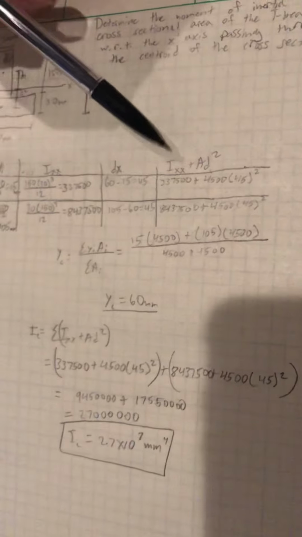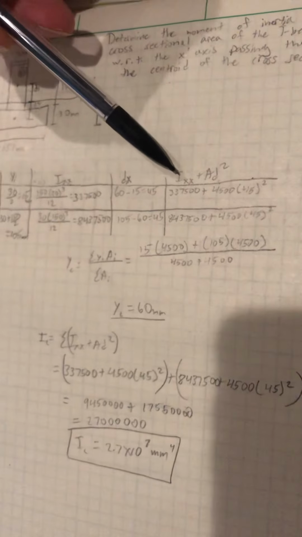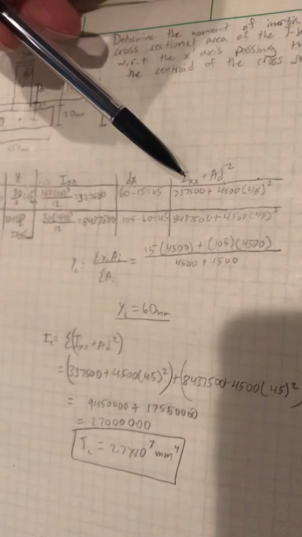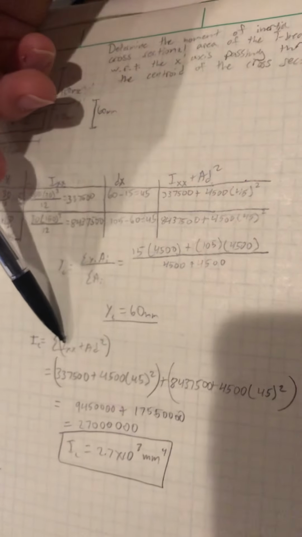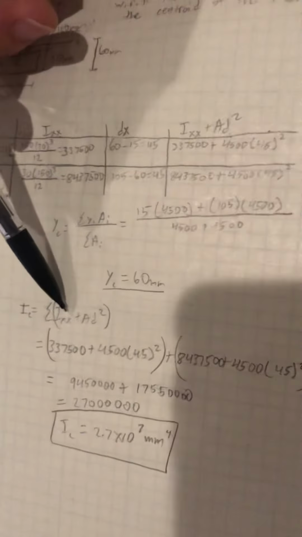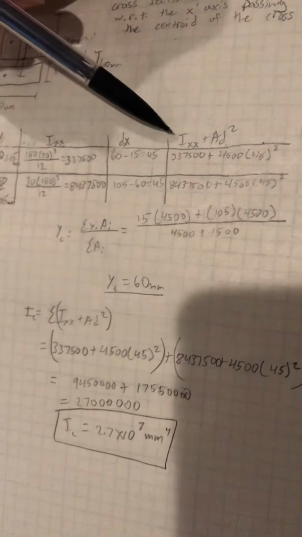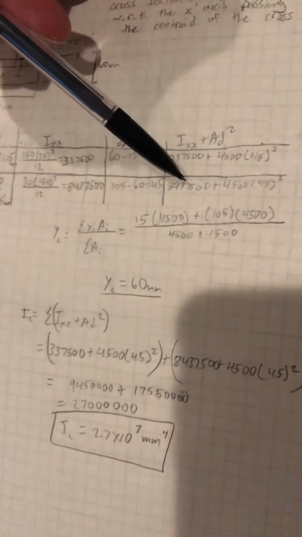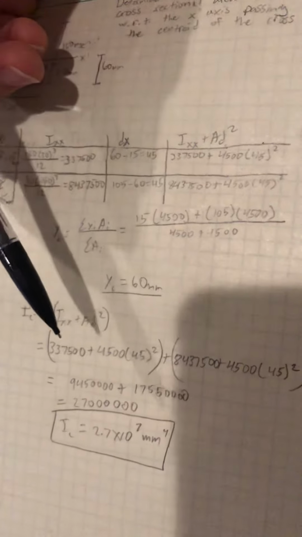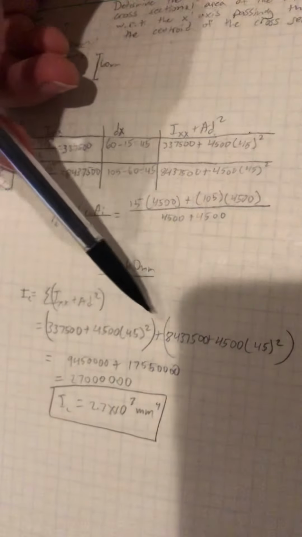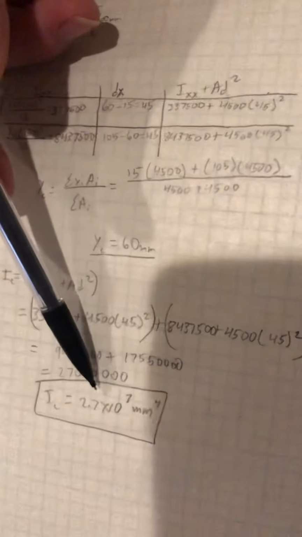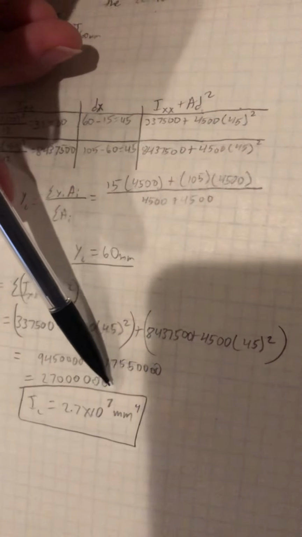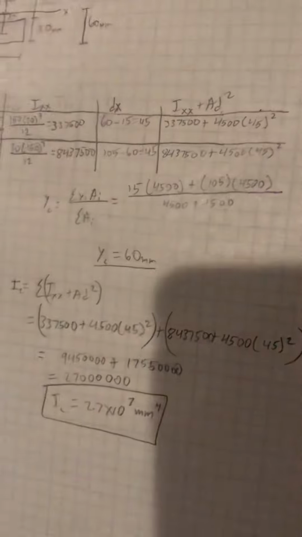Then we find our moment of inertia. And if you remember, it's this formula, the sum of IXX plus AD squared. And so I just did it for each shape right here, just to have it in the table. And when you calculate that, you get the moment of inertia is 2.7 times 10 to the 7th millimeters to the 4th.